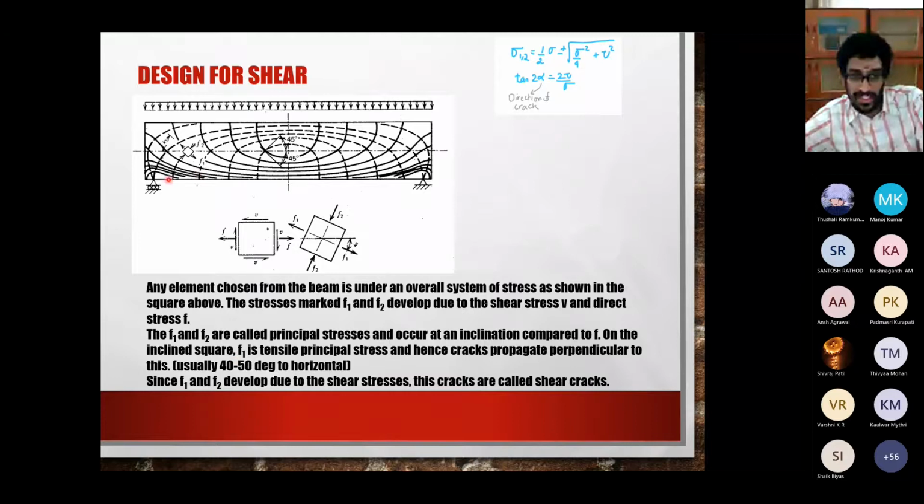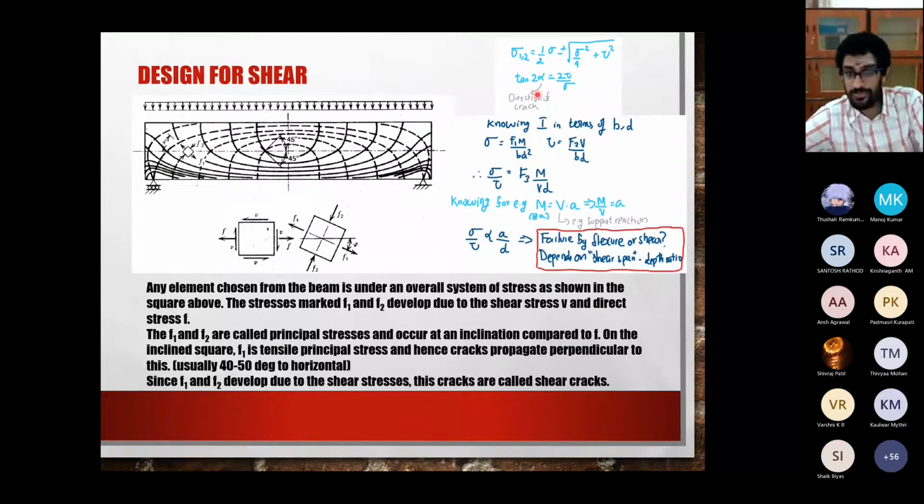In general, when you find out this value of alpha, you usually find that near the supports the alpha value will be 45, and near the midspan the alpha value will be 90. This is the reason that near the middle of your beam you have flexural cracks which occur at 90 degrees, and near the supports you have shear cracks which occur at 45 degrees. If you take the shear and normal stresses at the support location and find the inclination, it will be 45. At the midspan location, it will be 90 degrees. That's how the stresses will usually be present.